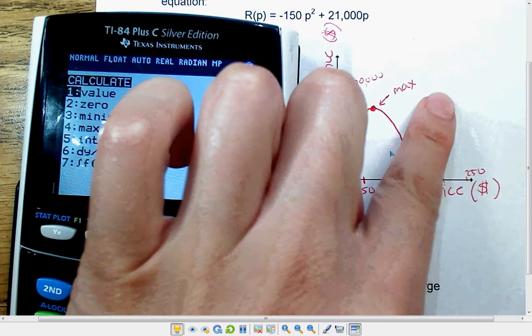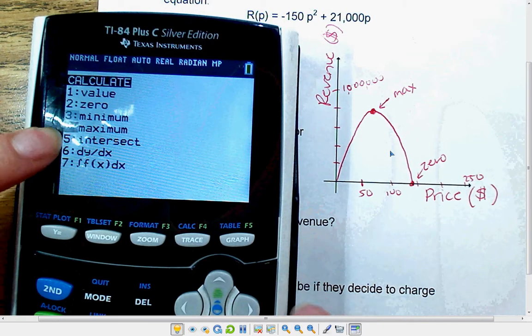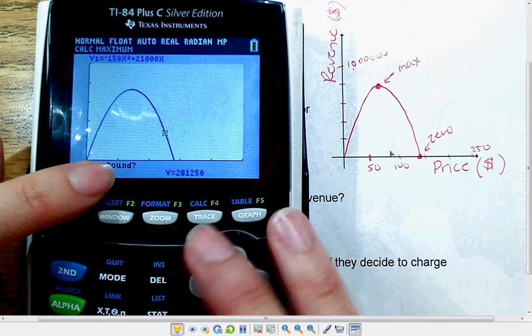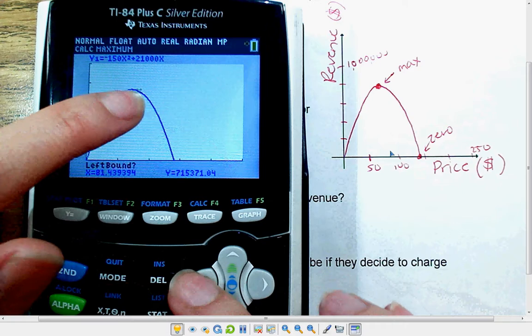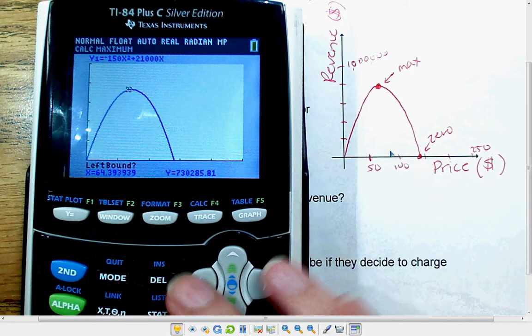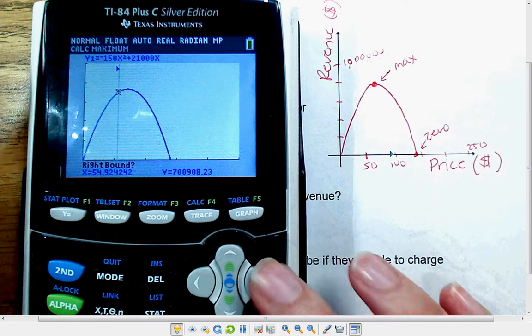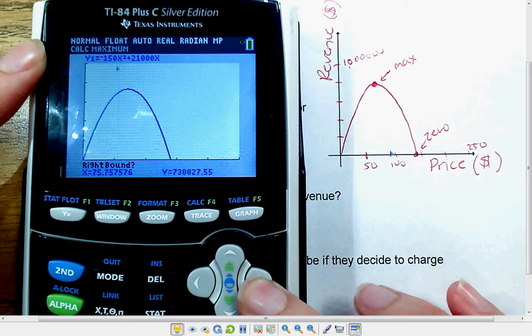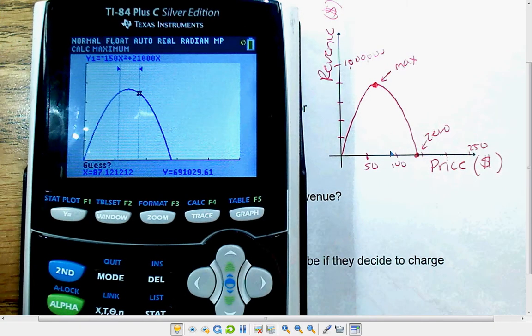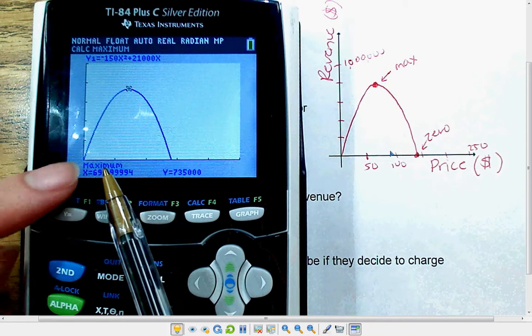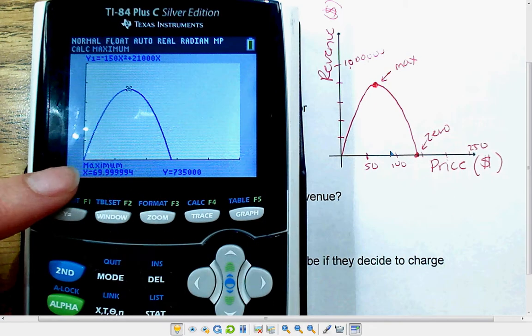So first, let's find our maximum. We're going to go down to number 4. Just like what we did last week, we're going to do left bound, right bound. So left bound, we want to go on the left side of your maximum. Press enter. Right bound, you want to go on the right side of the maximum. Press enter. Guess, just press enter again. You want it to say maximum, and once we have this, we can label our maximum.